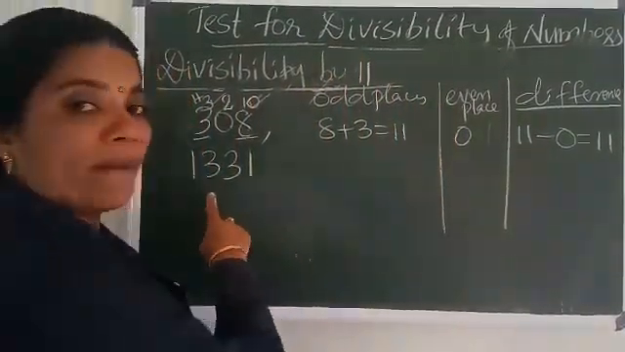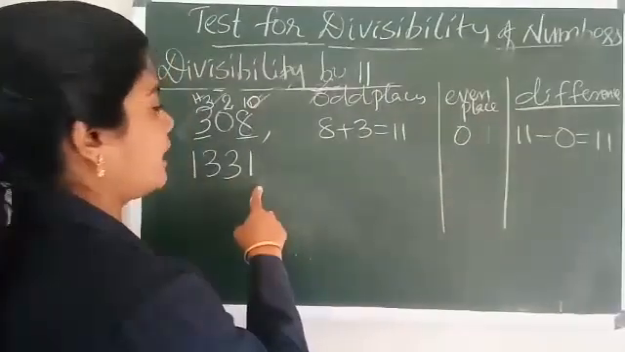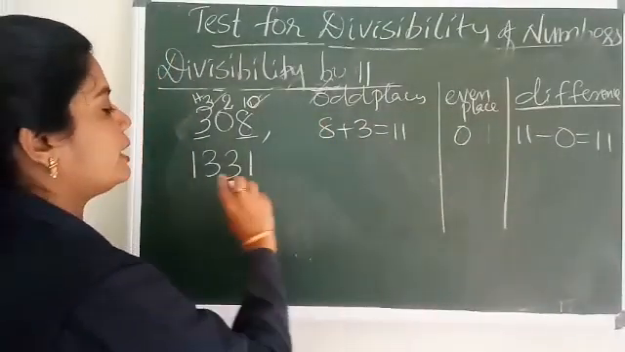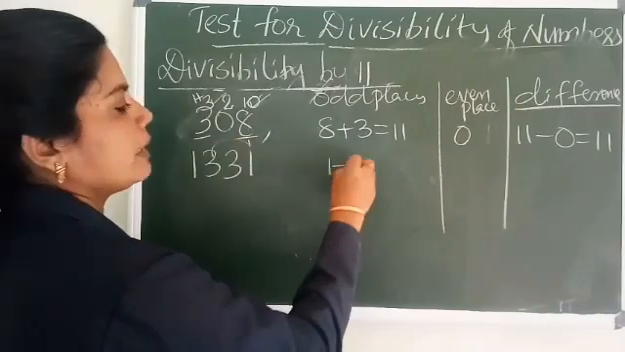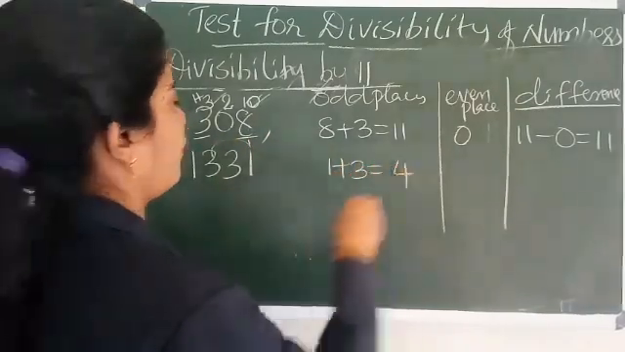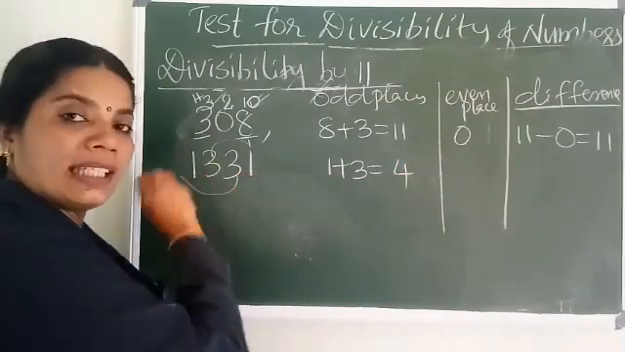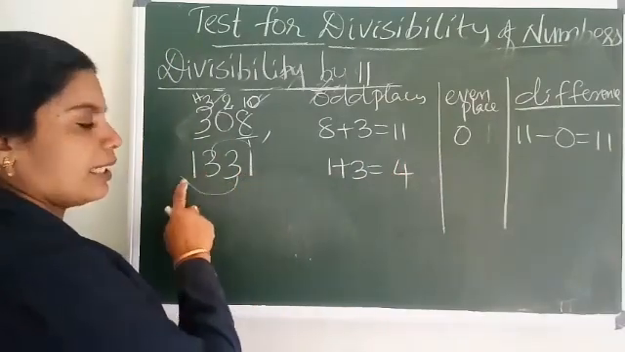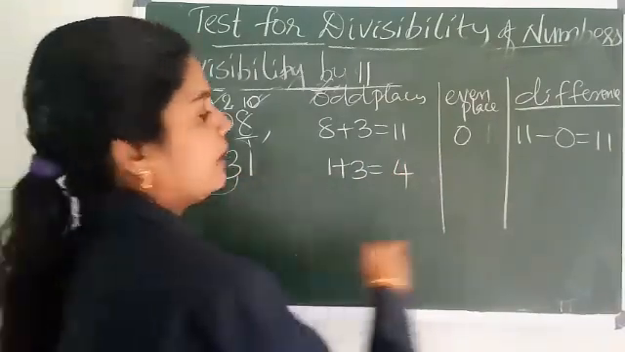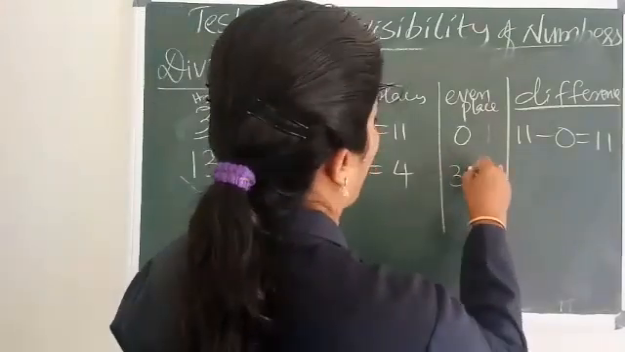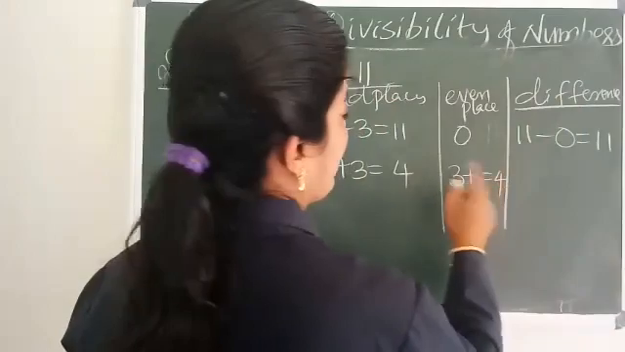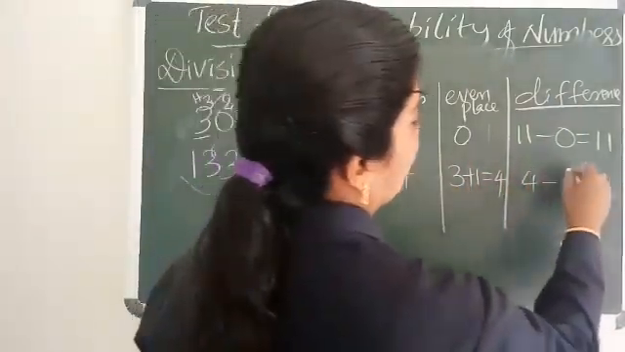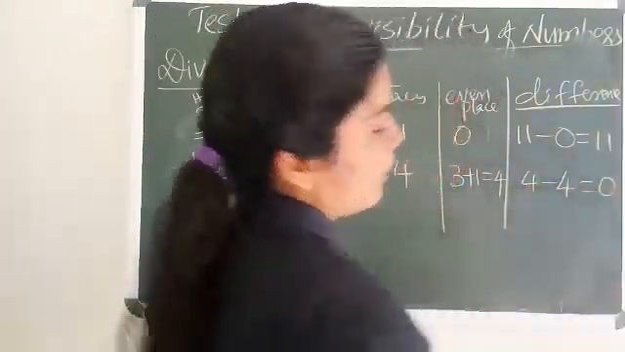The next number, 1331. In the same way, the sum of the digits in odd places: the first and third digits, 1 and 3. That is 1 plus 3, we get 4. Next, the sum of the digits in even places, the second and fourth places, again 3 and 1. That is 3 plus 1, we get 4. Next find the difference: 4 minus 4 we get 0.